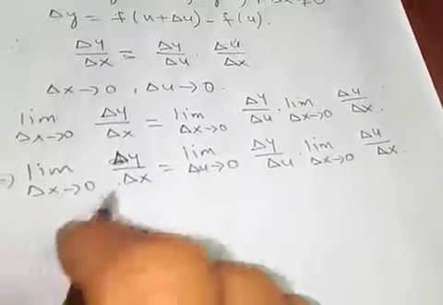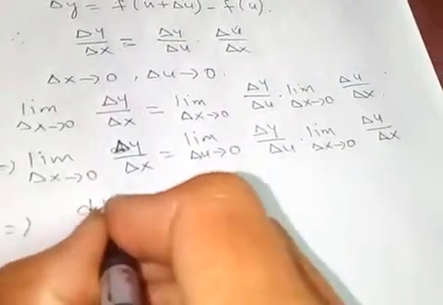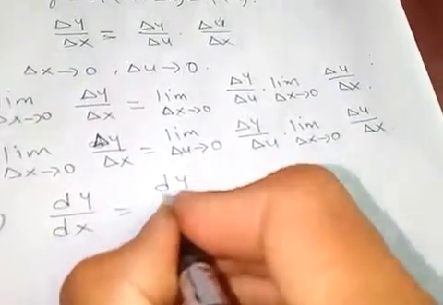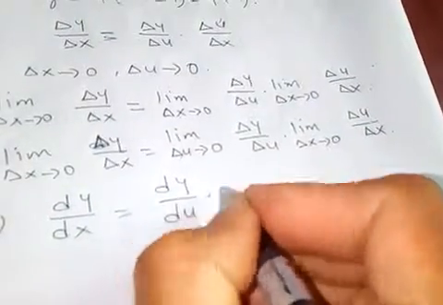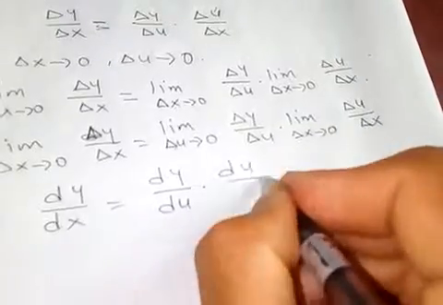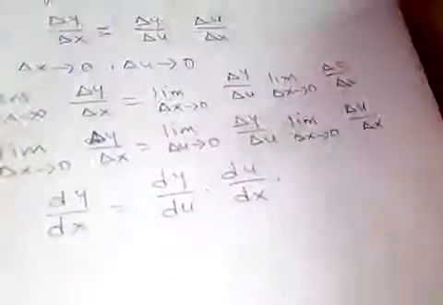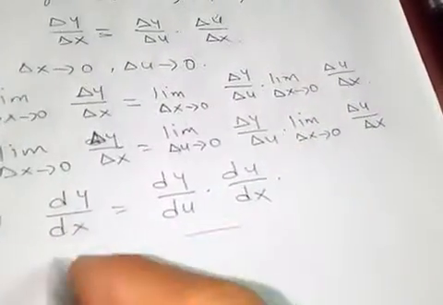Now we know this is the derivative of y with respect to x, and this is the derivative of y with respect to u times the derivative of u with respect to x. So this is what we call the chain rule.